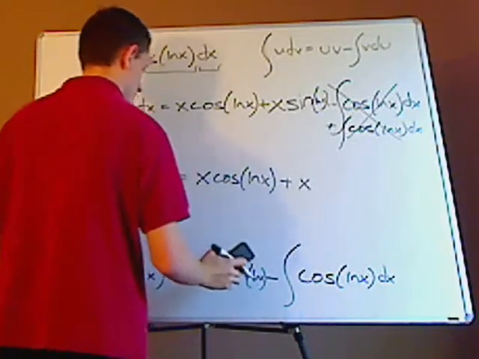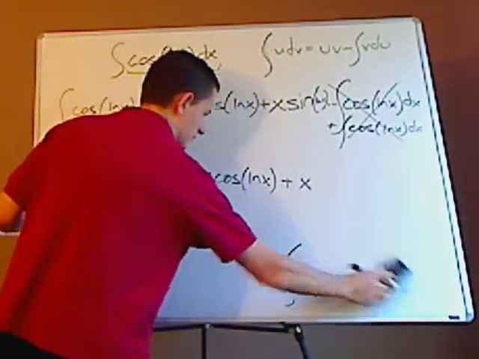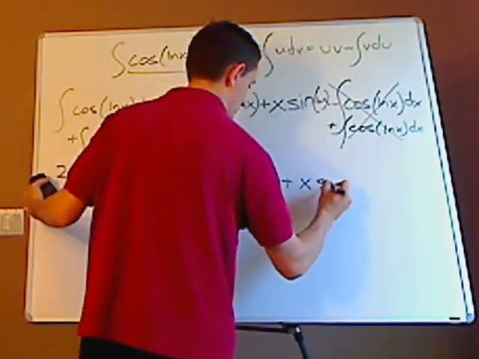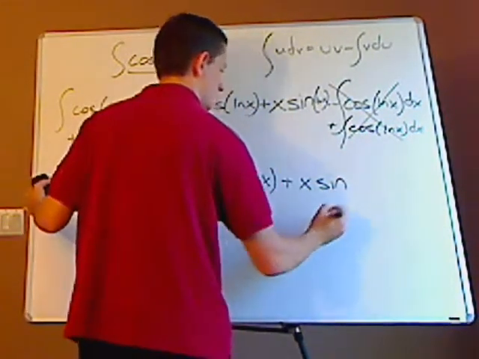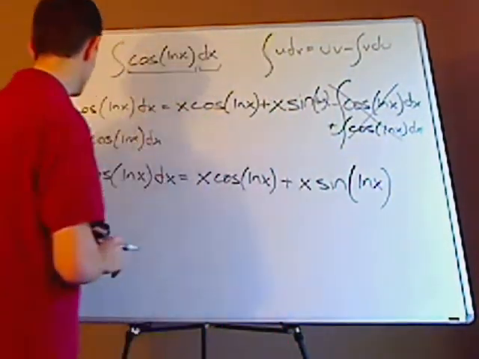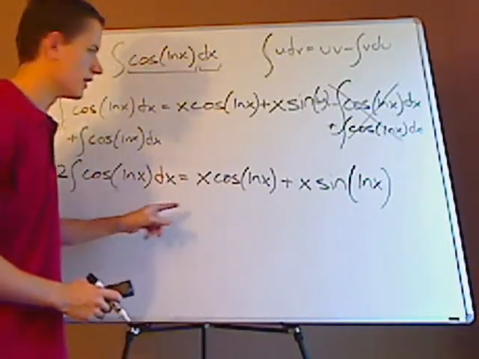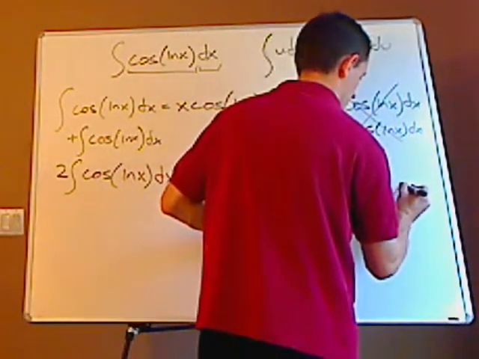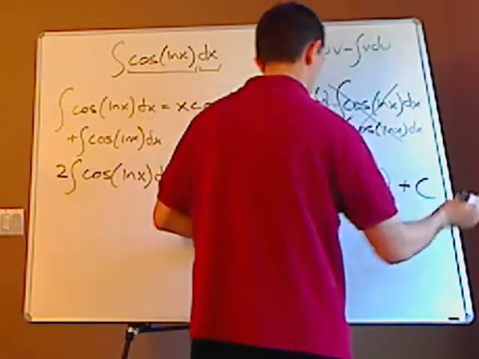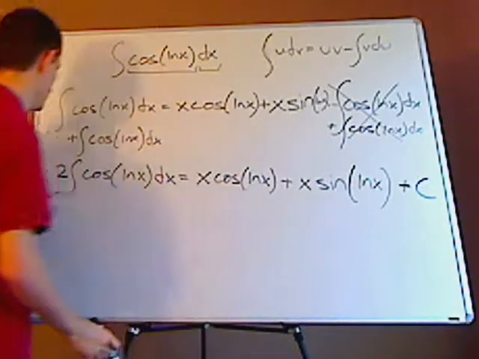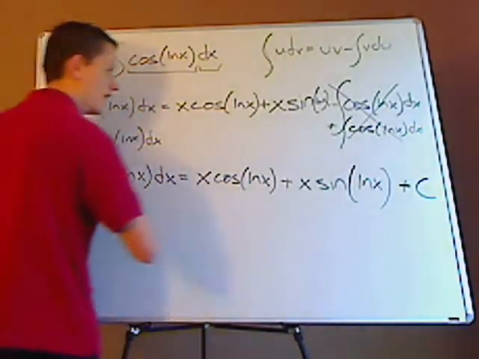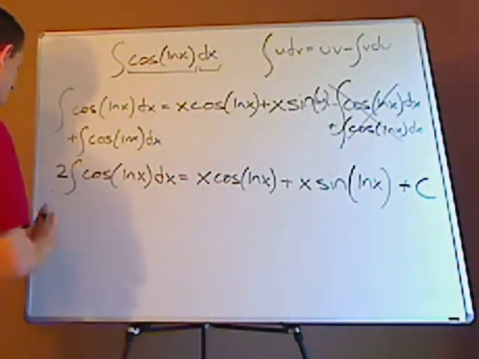All right. So let me erase this. Sine natural log of x. Now, since this is an indefinite integral, I'm going to have the plus c over here. All right? Now, you have this 2 here. Since you have that 2, you're going to divide both sides by 2.